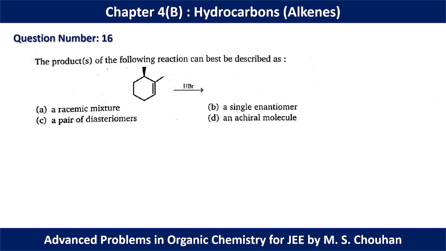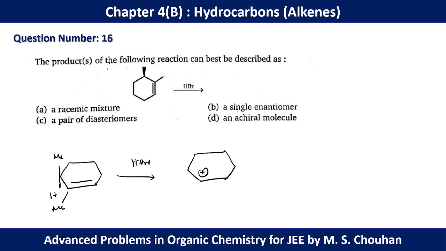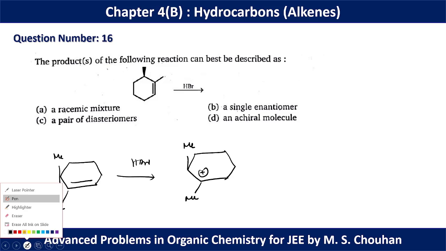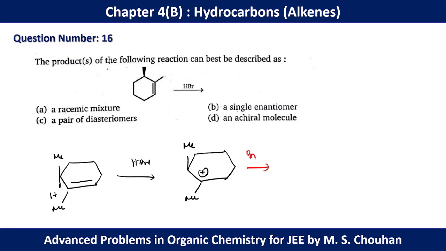In question number 16, again we have to predict the product. So we can start like this. So we have methyl above the plane, hydrogen, double bond, methyl in this position. Now HBr is added. So basically we can have a positive charge over here. Now this is an sp2 carbon, so it is a planar carbon. Now if Br minus is added, this can be added from above the plane or below the plane. Hence we are expecting two products in this case.